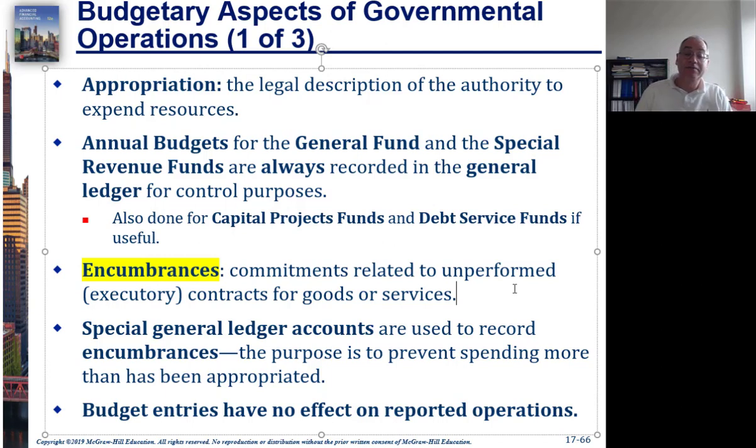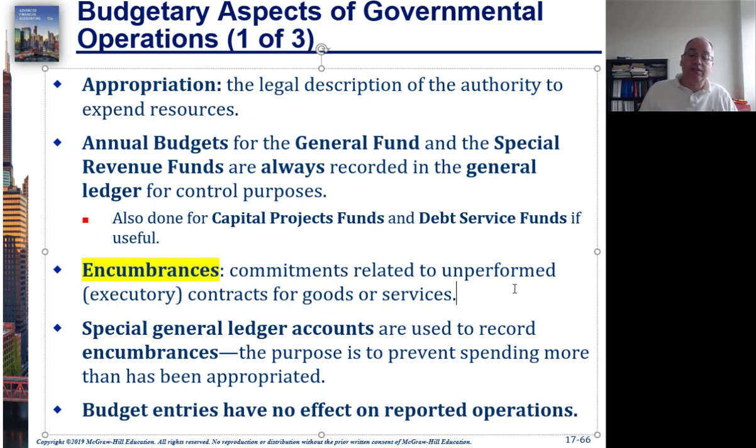Governmental accounting has a different way of dealing with this. If they issue a purchase order for something large, it's got to be large, because if it's a small item, it's not an encumbrance. But if you've issued a purchase order for something large, it could even be something you're going to purchase this year, then you're going to record an encumbrance on your books. We have special ledger accounts that are used for those too, and they go right into the general ledger.